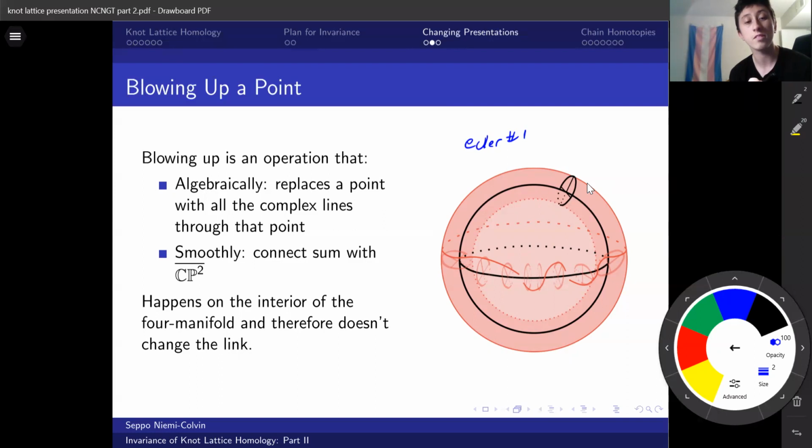This is smoothly a connect sum with CP2 bar, where bar is the orientation reversal of the complex projective space. The key point to take away, which makes it so useful, though, is that this happens on the interior of the 4-manifold and therefore does not change the link.